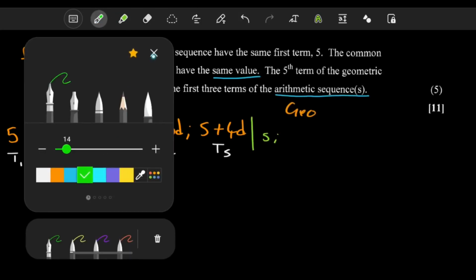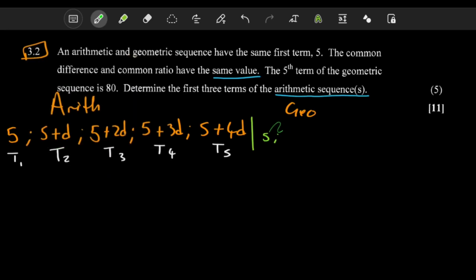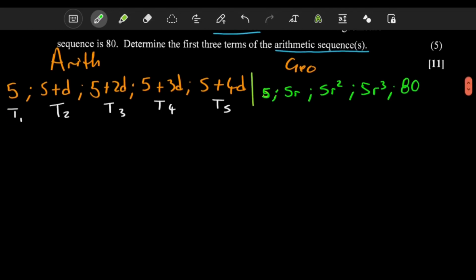Anyways, so the first value here is a 5, and then because this is a geometric sequence, you know that you have to multiply by r. So the second term here is just your first term times r once. Your third term, you multiply r twice. Your fourth term rather, you multiply r 3 times, and then your 5th term, you multiply r 4 times. But then they told us that the 5th term of the geometric sequence is 80. So you know that this value here is just an 80.